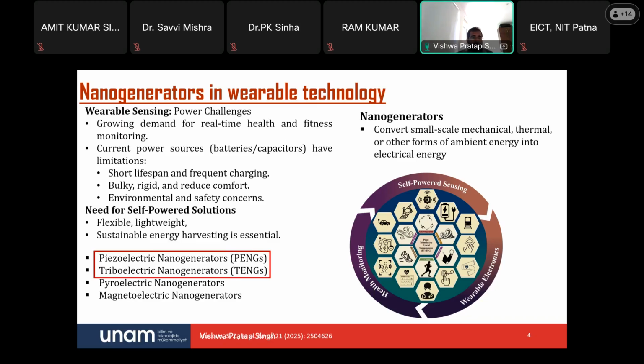So for this purpose, TENG and PENG are really amazing. They can generate power and inherently give you a signal directly without providing any batteries or capacitor. So I will discuss generally PENG and TENG in this case. There are other types of nanogenerators, based on ferroelectric and magnetoelectric effects. They are also in demand nowadays, but I will discuss only PENG and TENG.